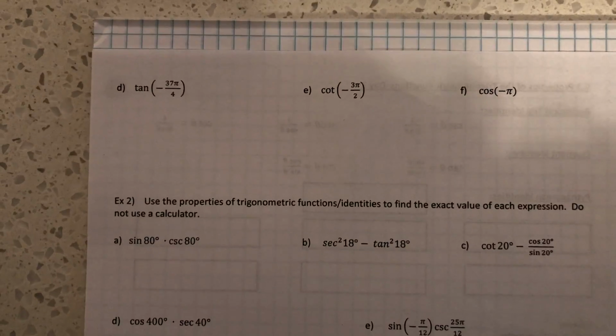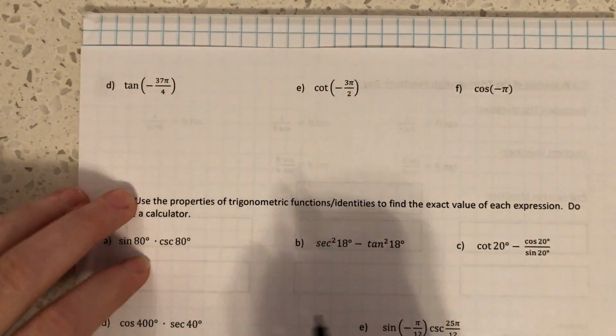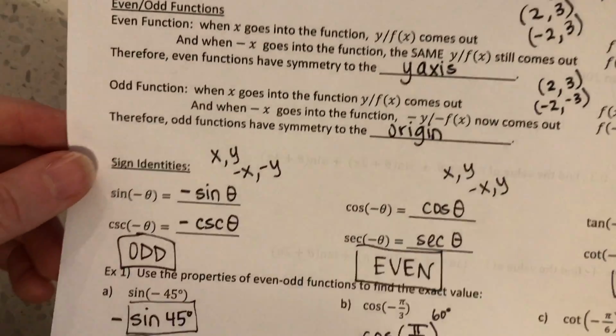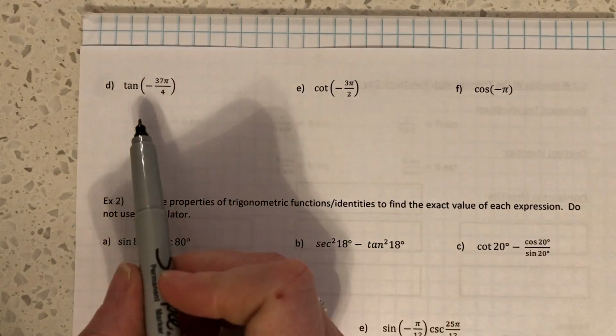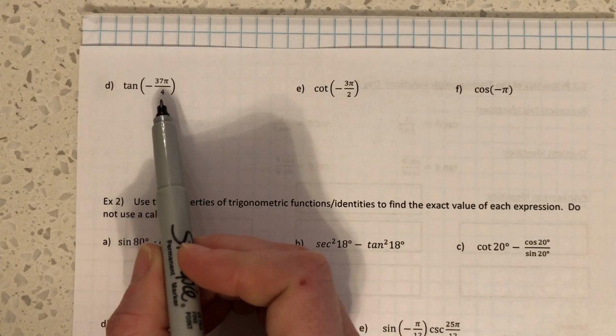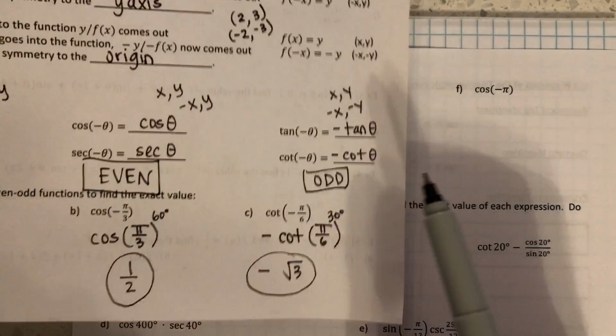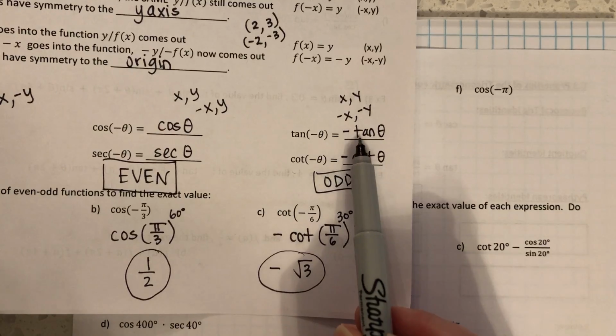Okay, guys, here is the back of your 6.3 day 3 notes. So continuing on with these even and odd identities of your trigonometric functions, look at example D. They asked you for the tangent of negative 37 pi over 4. Well, remember, you have just seen that the tangent of negative theta is equal to negative tangent theta.